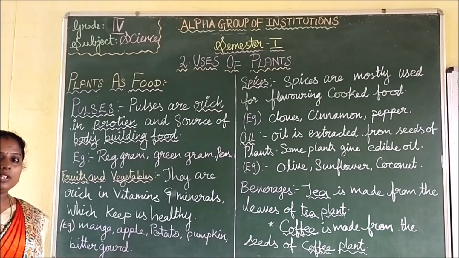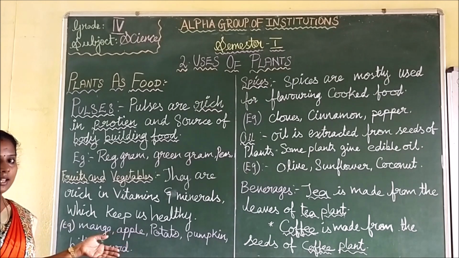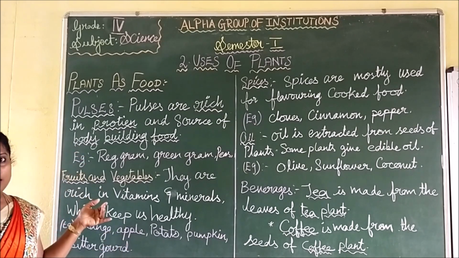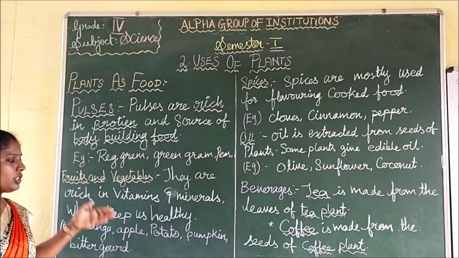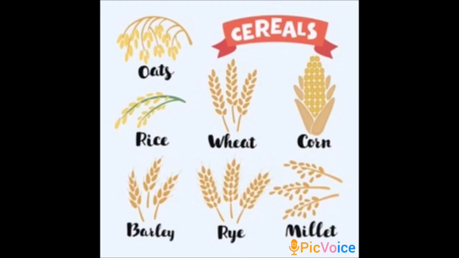Okay. So just now we came to the session. Next I will show you examples of each, like cereals, everything. I will show you the examples in the activity. Children, now we are going to see the examples of plants as food. First we discussed cereals. What are the examples of cereals? Rice, wheat, oats, corn, barley, rye, millet. These are the examples of cereals.